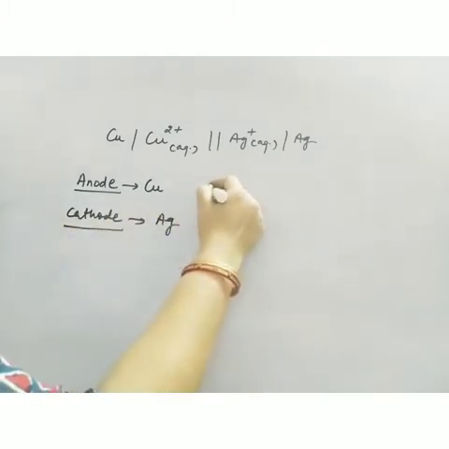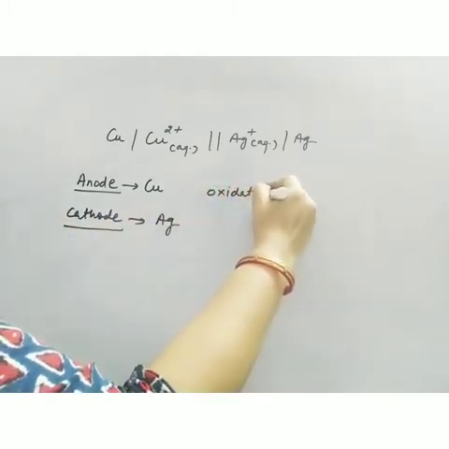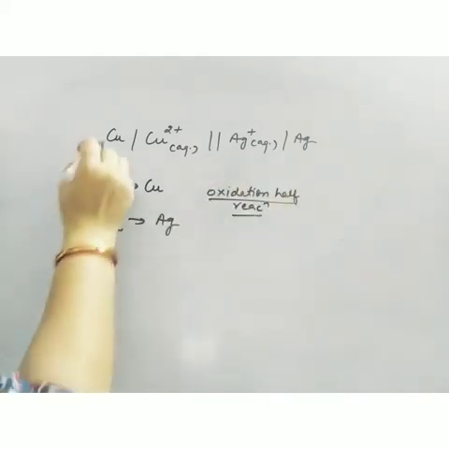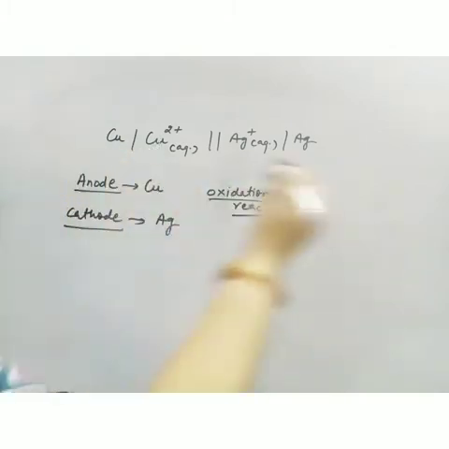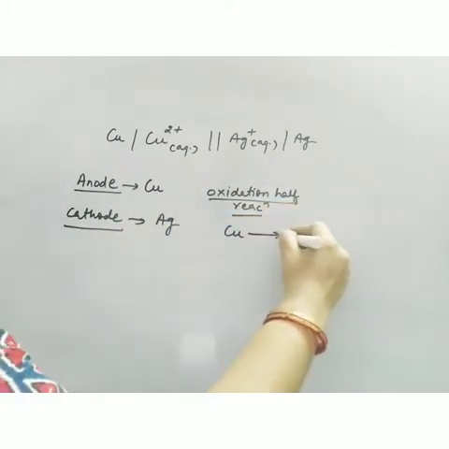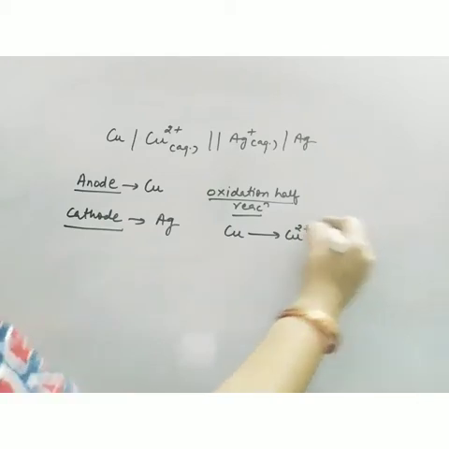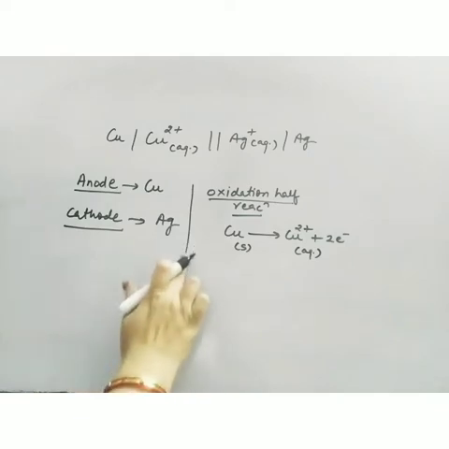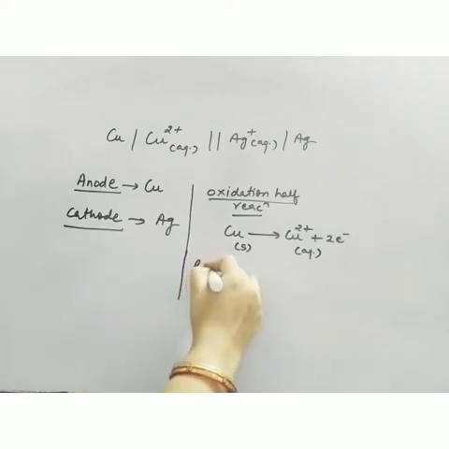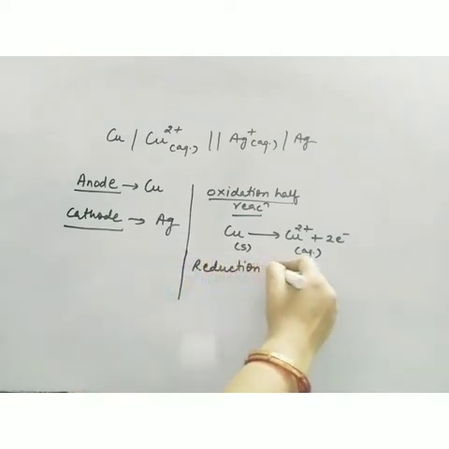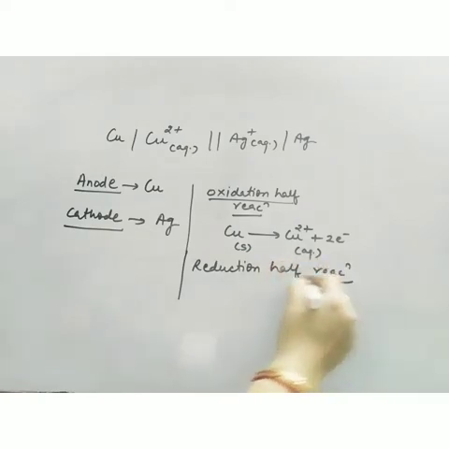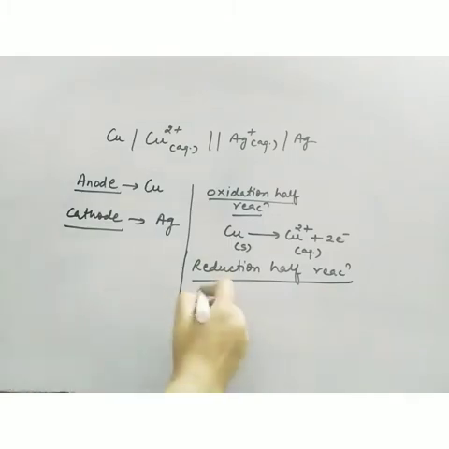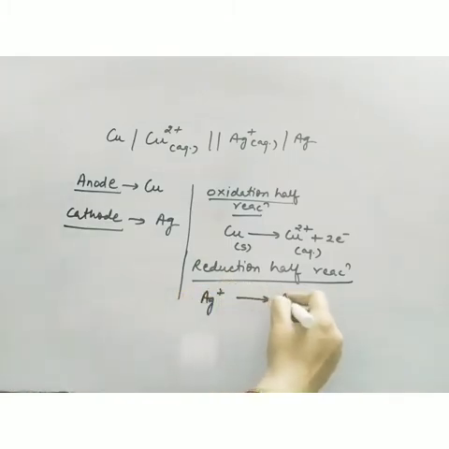Now the oxidation half reaction. Which reaction is taking place at the anode? Simply see, Cu is changing to Cu2+. So I will write here, definitely 2 electrons we have to write. This is solid, this is aqueous. Now, what is the reduction half reaction? Ag+ is changing to Ag. So, follow the sequence like this.